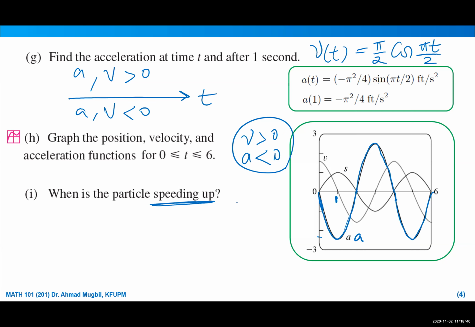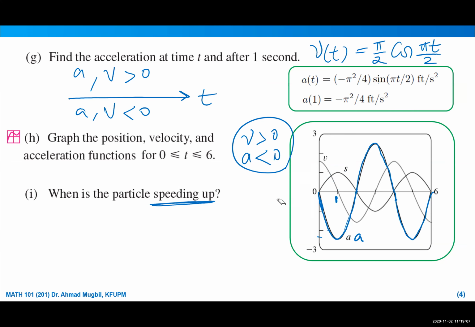The second way is just to look at the velocity itself. Is the velocity decreasing or increasing? Decreasing. It is decreasing and positive. When it is decreasing and positive, it will slow down, because it is decreasing, which means its derivative is negative. Its derivative is the acceleration.